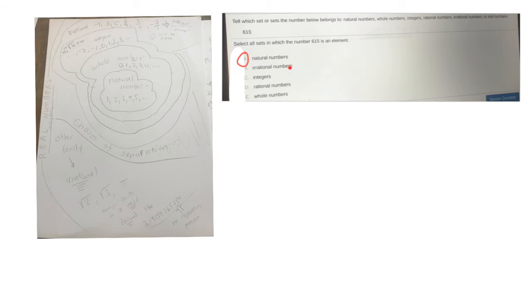Is 615 an irrational number? Well, the answer is no, because 615 could totally be represented as 615 over 1. And that is an integer over another integer. And once again, like I had said earlier, you're not allowed to have integers over integers when it comes to the irrational. Not allowed to have integers over integers. Okay, so definitely not irrational.